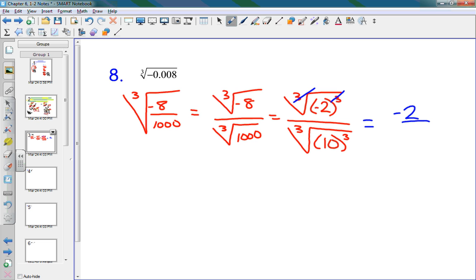And what happens to the power and the root in the denominator? These cancel and I'm left with a 10. Now what happens to negative 2 over 10? And what does that simplify down to? Negative 1/5. Do we all understand number 8?